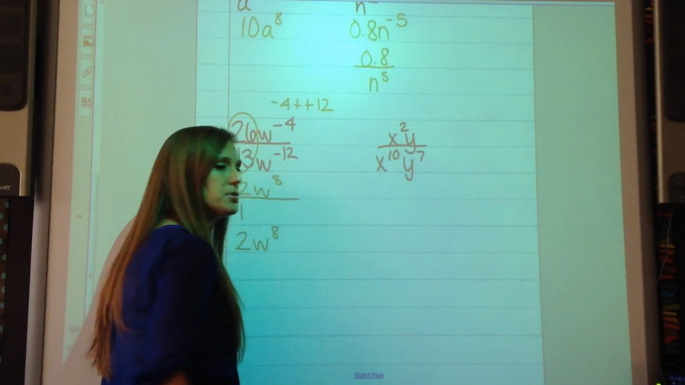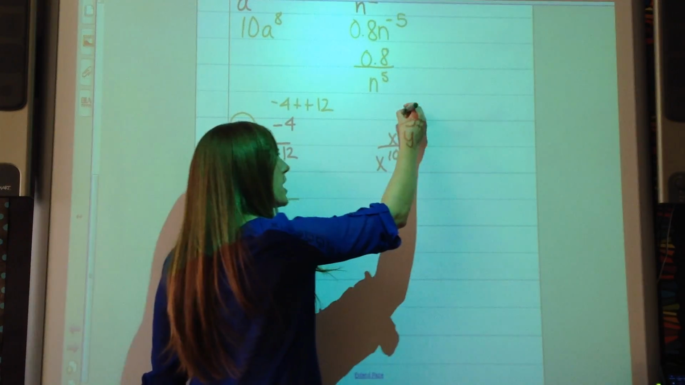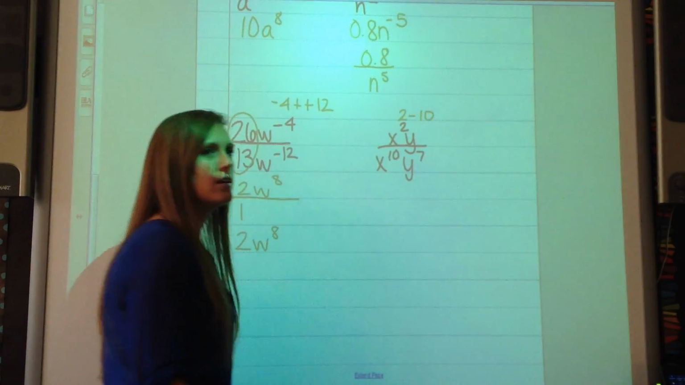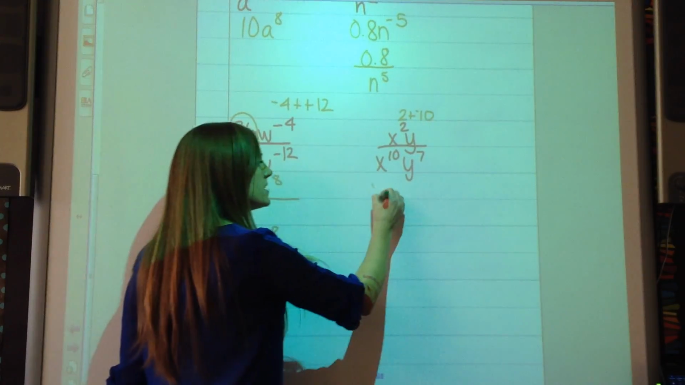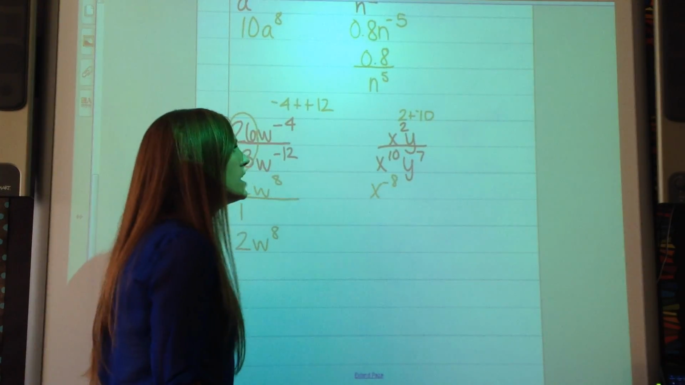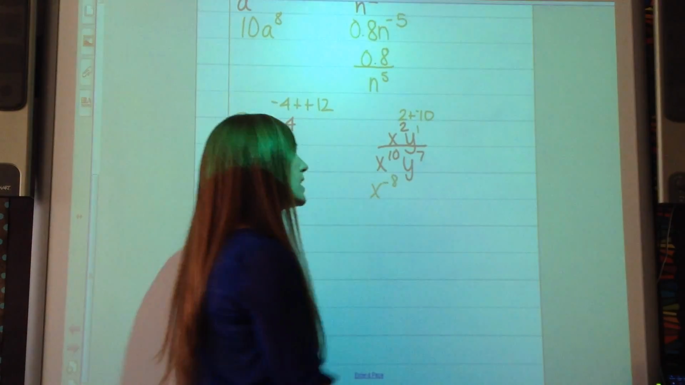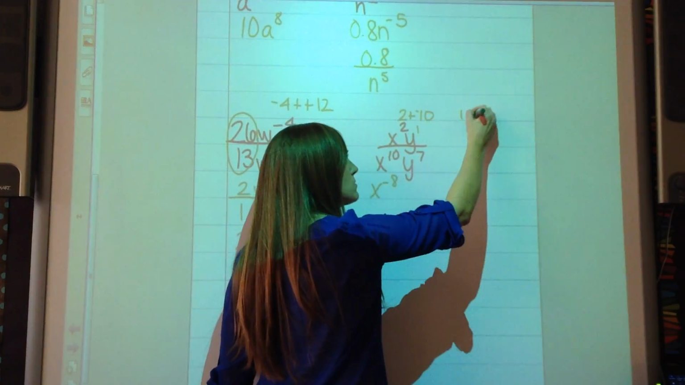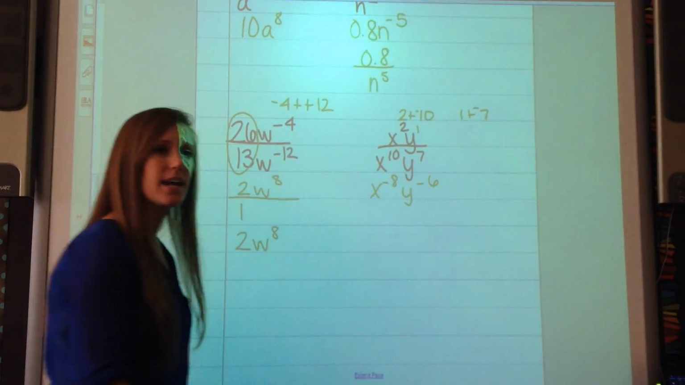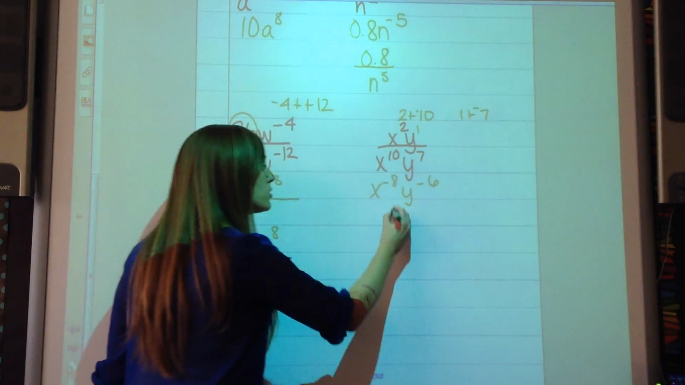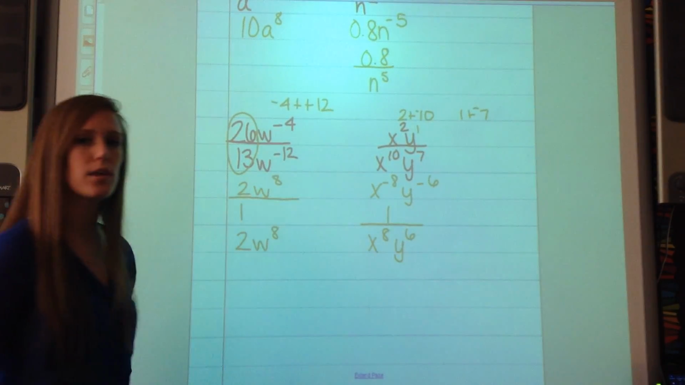I see I have 2 variables in this problem, so again I'm going to work in 2 steps. I'm going to start with the x's. It's a subtraction problem, 2 minus 10. And maybe I want to do keep switch opposite on this one too. We get x to the negative 8th. And now the y's. When a variable doesn't have an exponent, there's a 1. So that says 1 minus 7. Keep switch opposite. I get y to the negative 6. Our answer cannot have negatives, so I'm going to move both the x and the y to the denominator because they both have negative exponents.